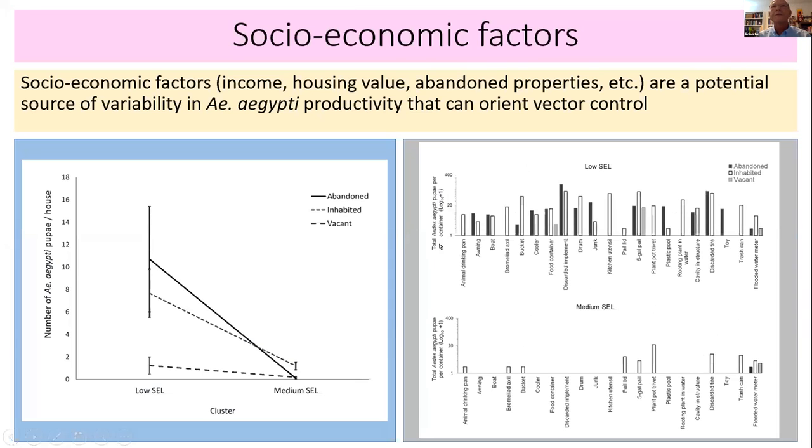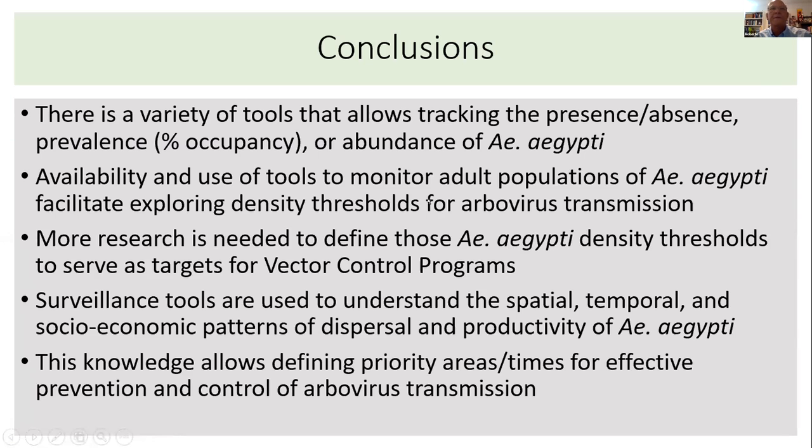And lastly, we also need to consider the impact of socioeconomic factors. We have recently seen that low socioeconomic neighborhoods in Puerto Rico produce significantly more Aedes aegypti in many types of containers, as you see on the right figure. And we can get data about this from the census tracts, so we can stratify the environment also in terms of socioeconomic levels.